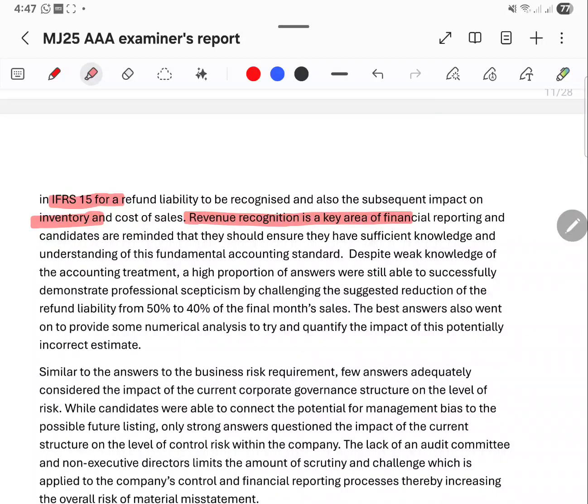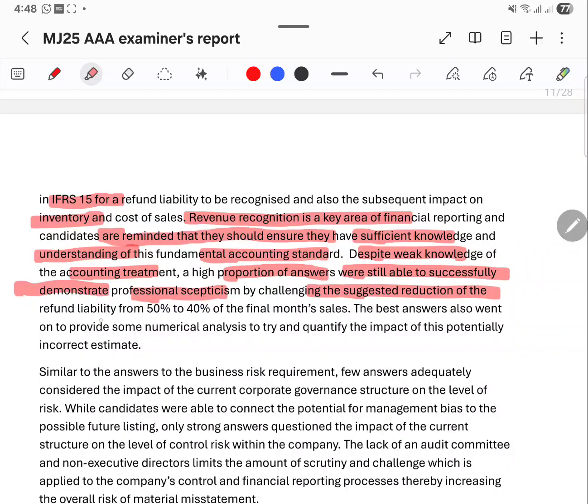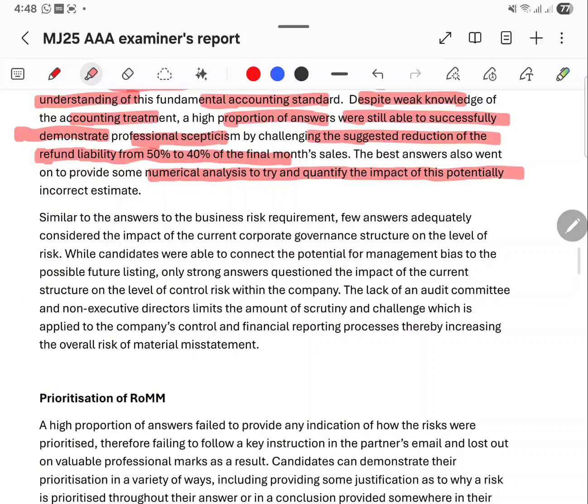Revenue recognition is a key area of financial reporting. Candidates are reminded they should ensure they have sufficient knowledge and understanding of this fundamental accounting standard. Despite weak knowledge of the accounting treatment, a high proportion of answers were still able to successfully demonstrate professional skepticism by challenging the suggested reduction of the refund liability from 50% to 40%. The best answers also went on to provide some numerical analysis to try and quantify the impact of the potentially incorrect estimate.